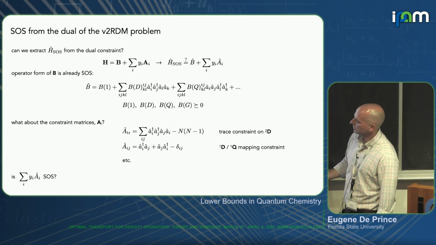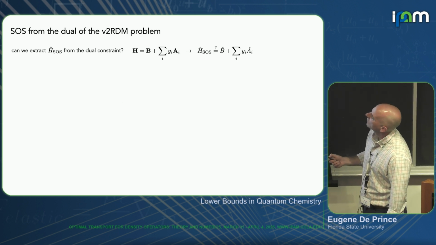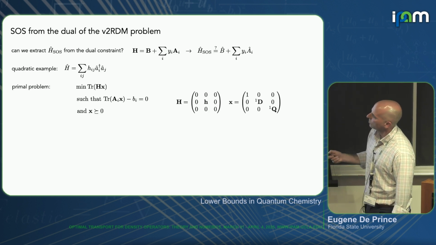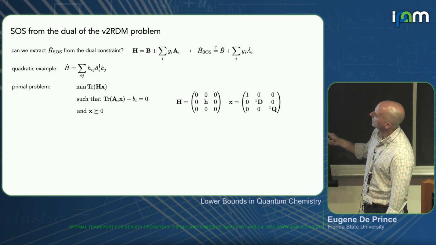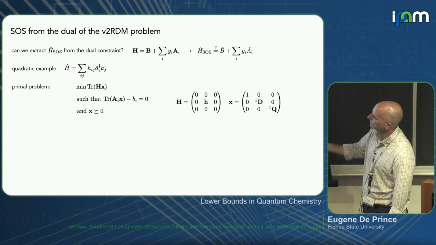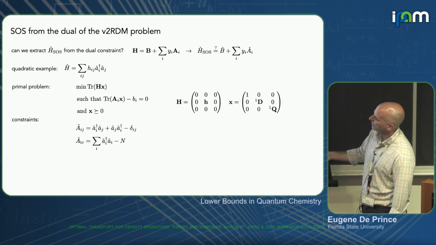OK, so is this thing a sum of squares? Quadratic example. Let's say I have a Hamiltonian that's just this quadratic guy. I have my primal form of the problem that's the same as before. I have 3 blocks in my X. I have only 1 non-zero block in the Hamiltonian. And I want to do this optimization. I have these constraints where D and Q matrices need to be related to each other. And also the trace of the 1RDM needs to be correct. So this plucks out the diagonals of the 1RDM.